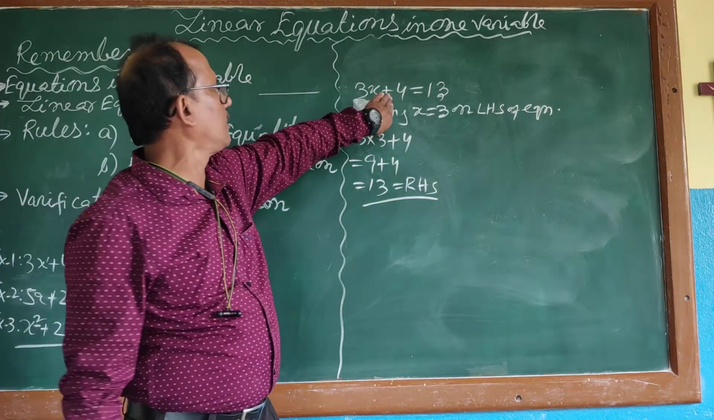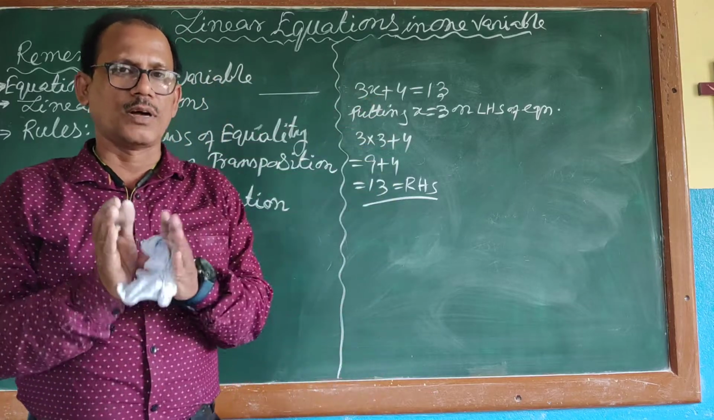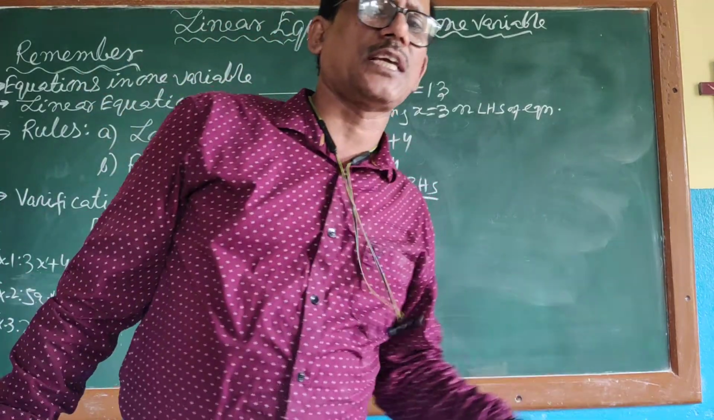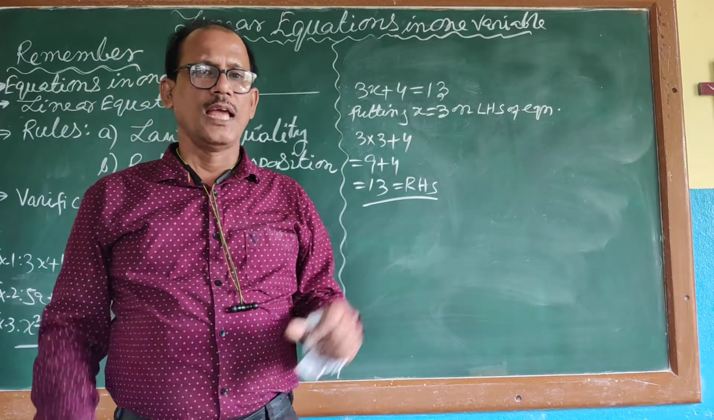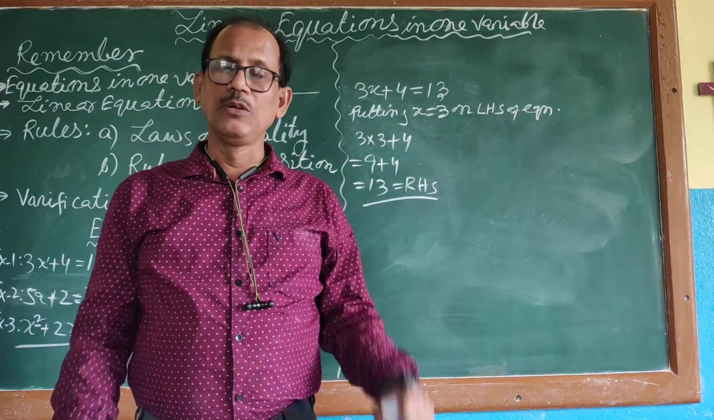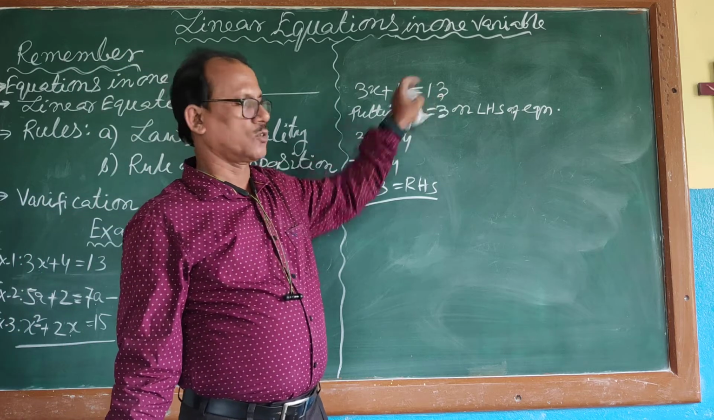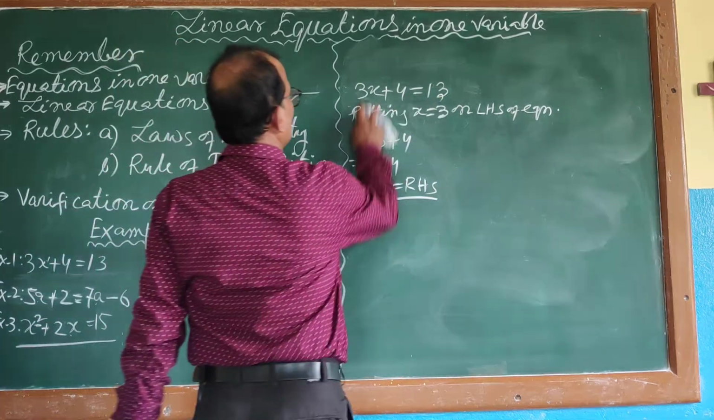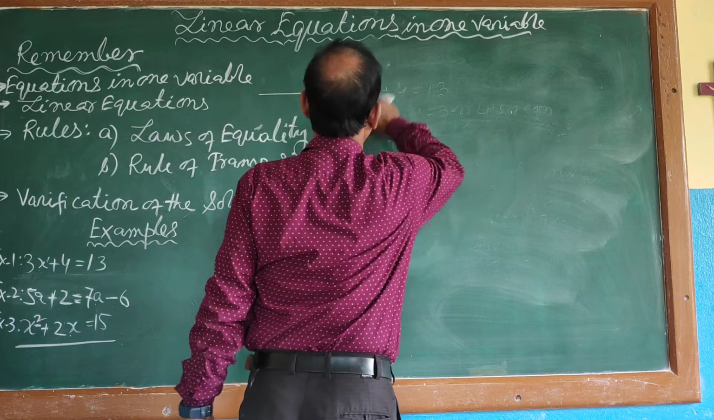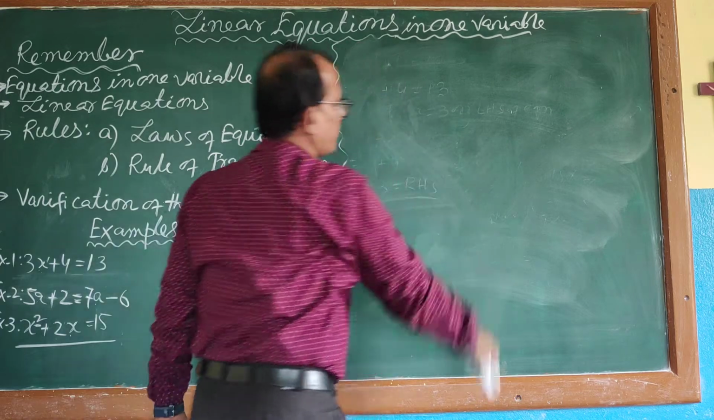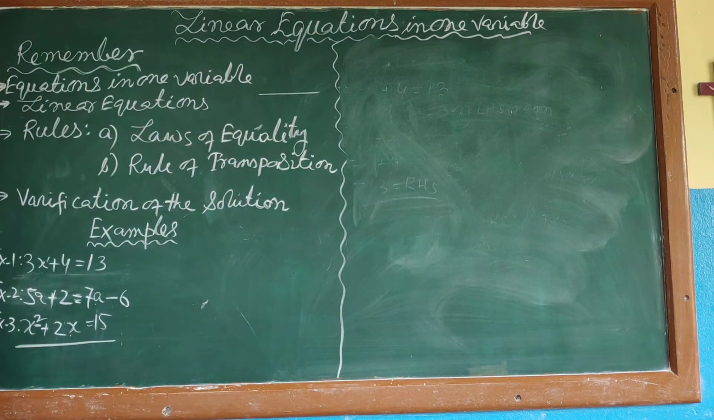So on this side you have put the variable value. If the variable is on both sides, you put the value on both sides, and both sides will have the same numerical value. So you got the 13, which is the right answer. So the verification is done. So it can be done for the linear equation. After finding out the value, you can very well verify it.